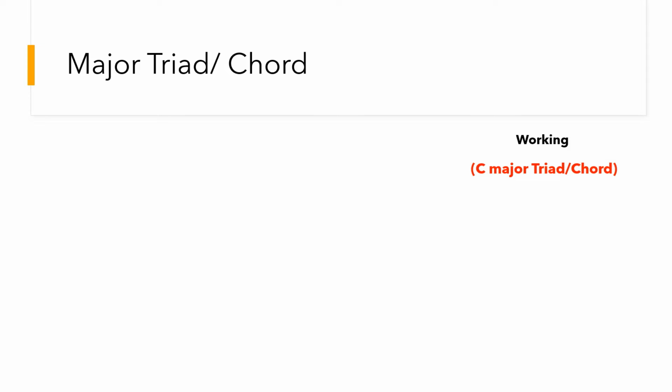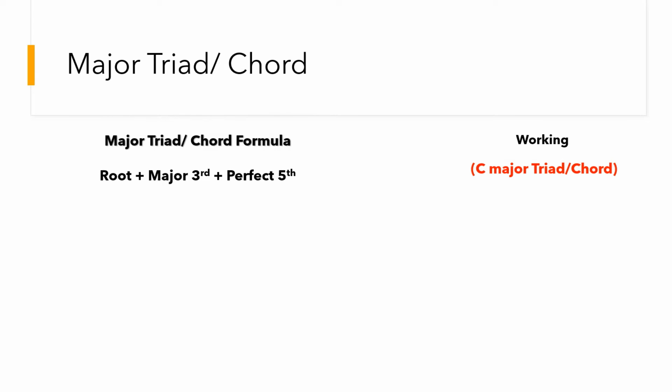So the first thing we are dealing with is the major triad slash chord. We are dealing with C major triad or C major chord, whichever one you want to call it. That is what we are dealing with. Good. So the major triad or major chord formula requires a root, which is the first, a major third, and a perfect fifth. Good. So we are going to start.